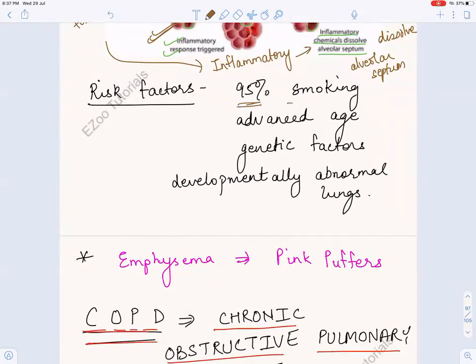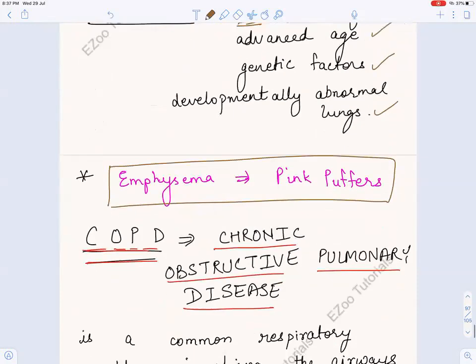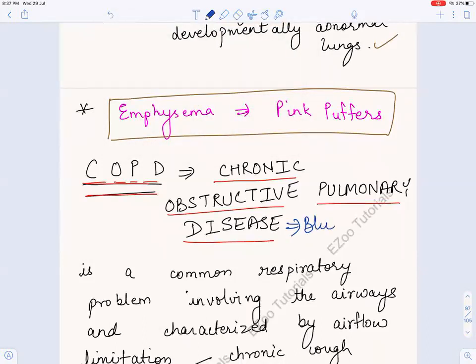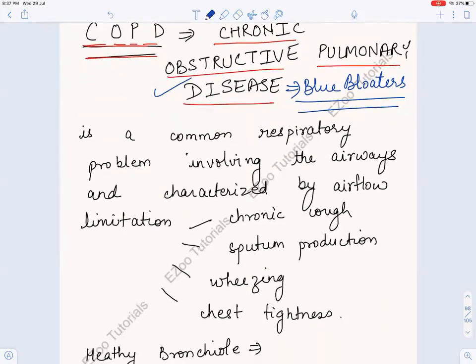It happens 95% due to smoking, advanced age, genetic factors, and developmentally abnormal lungs. Then we also said that emphysema patients are also known as pink puffers. Here I'll tell you one more thing, that COPD patients are known as blue bloaters. And what is COPD? It is chronic obstructive pulmonary disease. It is a common respiratory problem involving the airways and characterized by airflow limitation. How? Due to chronic cough. And what are the symptoms? Chronic cough, sputum production, wheezing, and chest tightness.